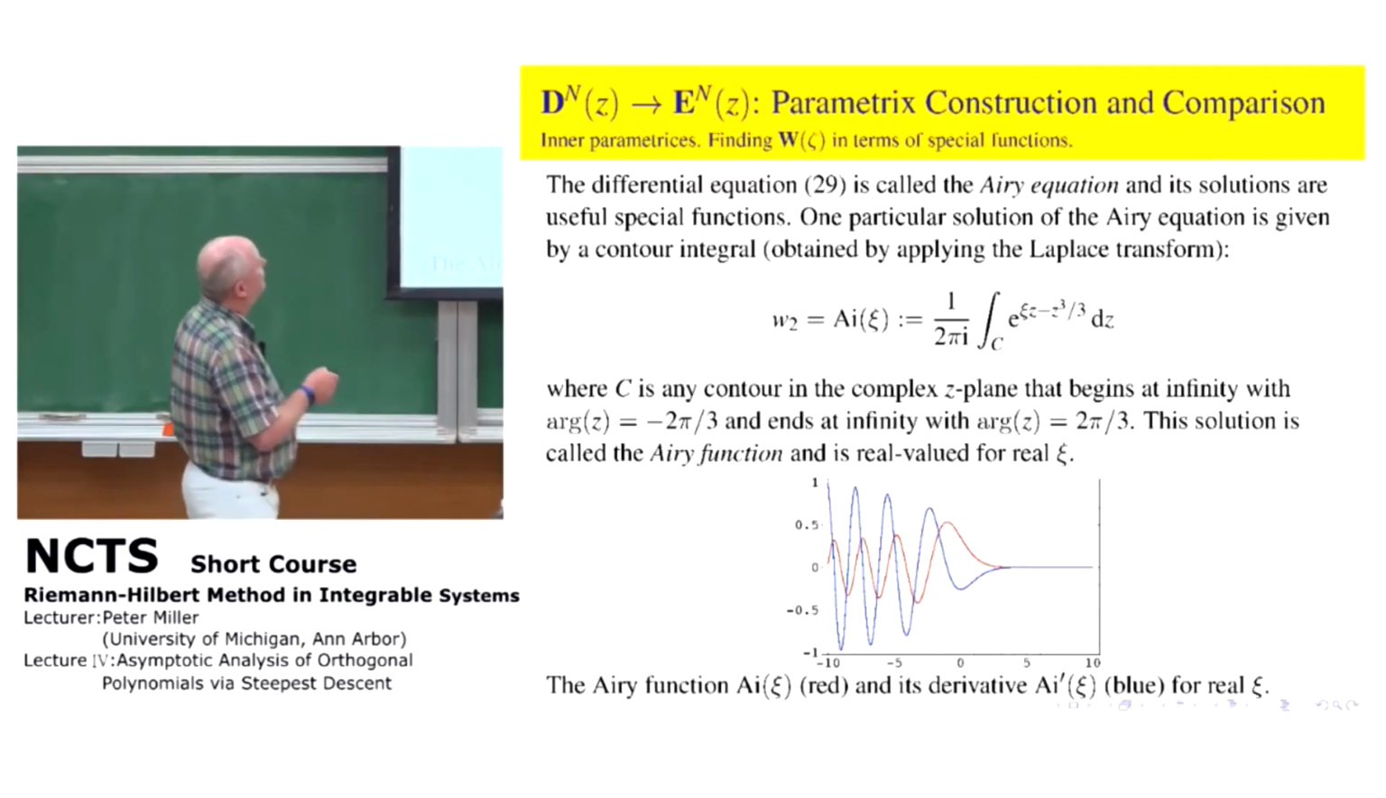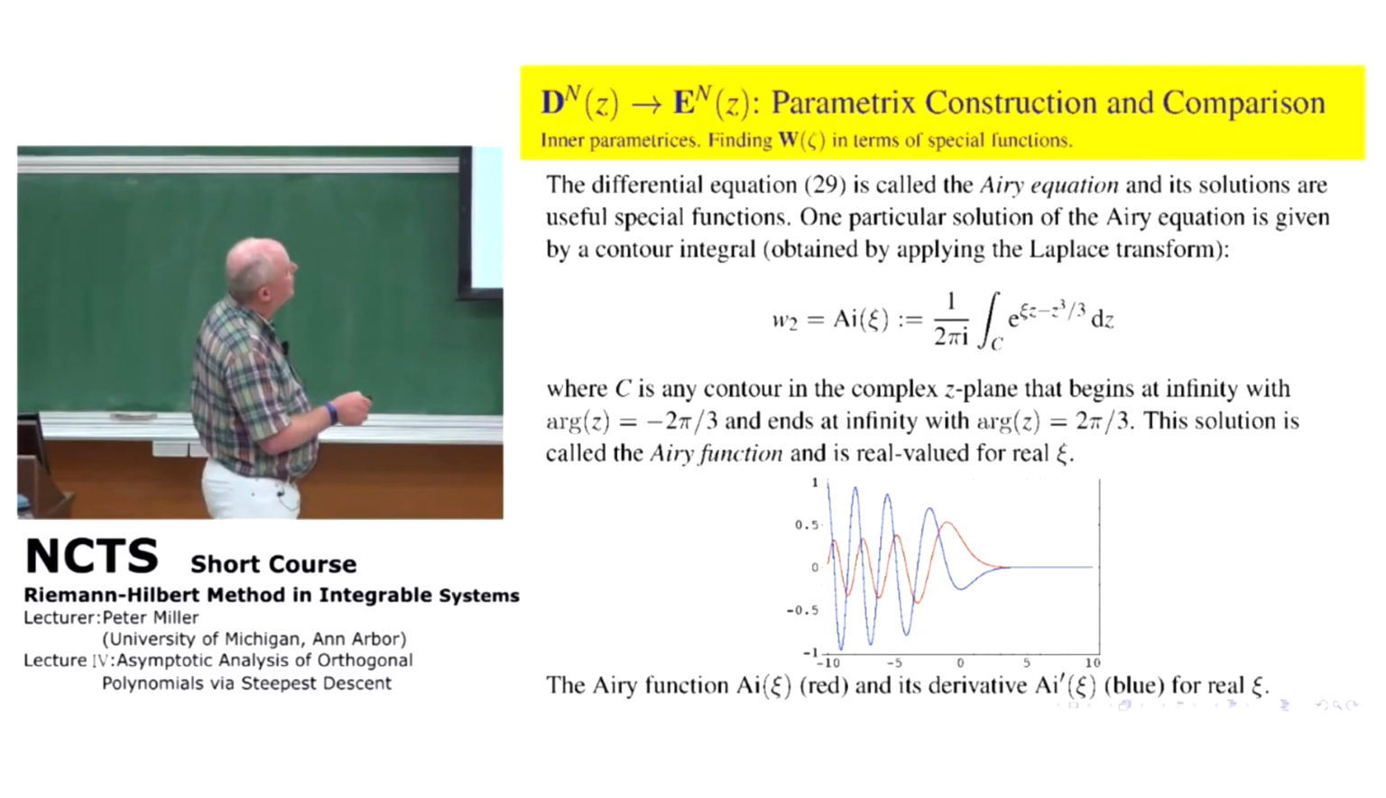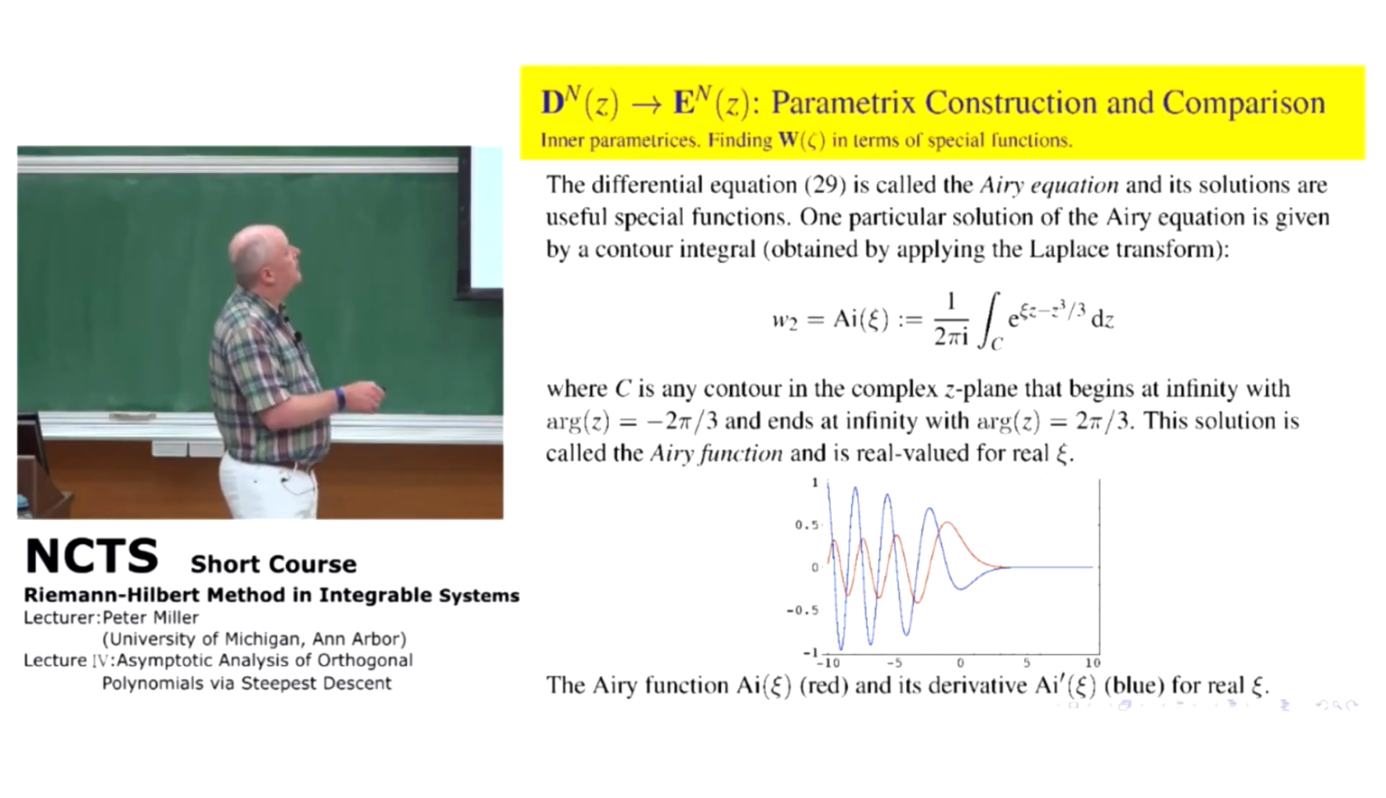All right, so just a review about it in case you're unfamiliar. The differential equation is the Airy equation, and its solutions are nice, handy special functions. One particular solution of it is given by this contour integral. It's called the Ai of xi function, or the Airy function. So it's 1/2 pi i times the contour integral of this simple exponential here, dz, and the xi, that's the independent variable, is just showing up like that. It's like an inverse Laplace transform integral.